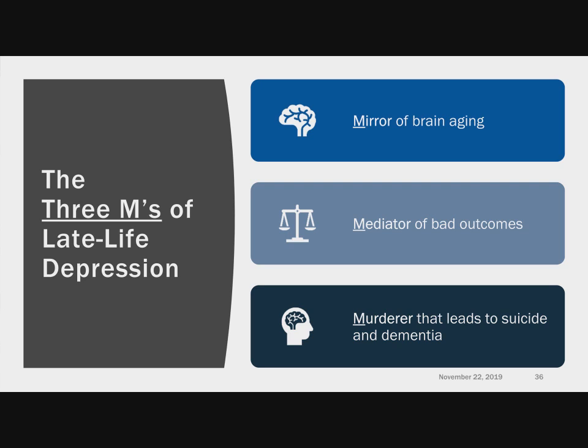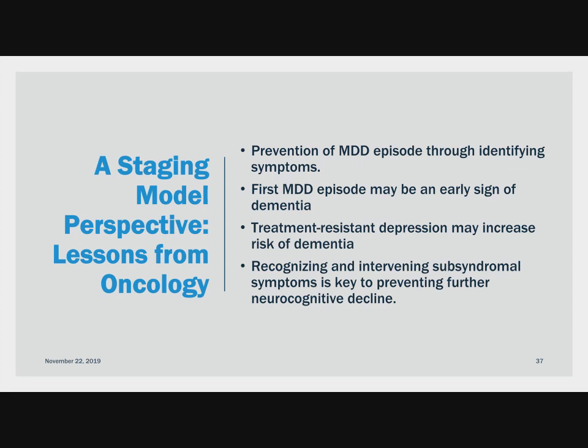And there remain distressingly high rates of suicide amongst older adults, particularly after the age of 75. And depression is now, I think, well established as a risk factor for the onset of dementia in old age. So it may be helpful as well to take a staging model perspective, borrowing lessons from oncology. And much of the panel's work dealt with what is called indicated prevention, focusing on people with mild symptoms of depression, using evidence-based short-term psychotherapies to prevent the full transition to fully syndromal major depressive episodes.